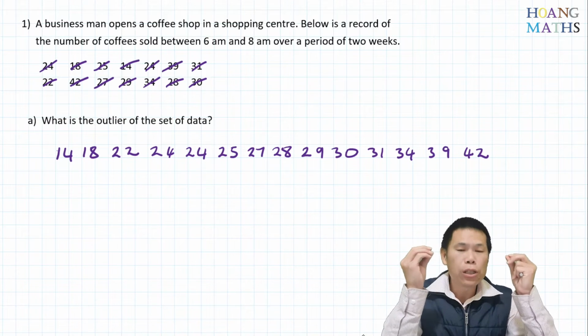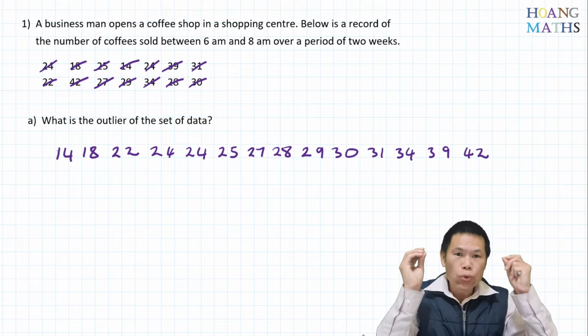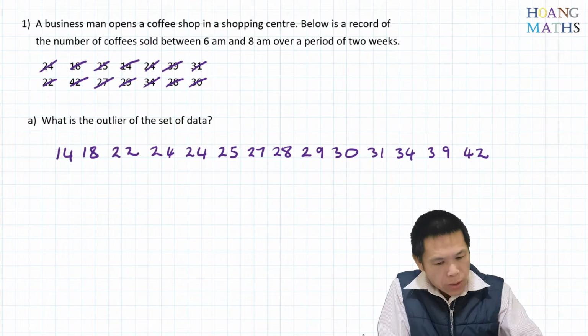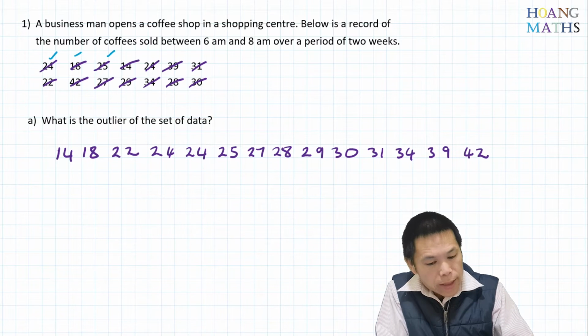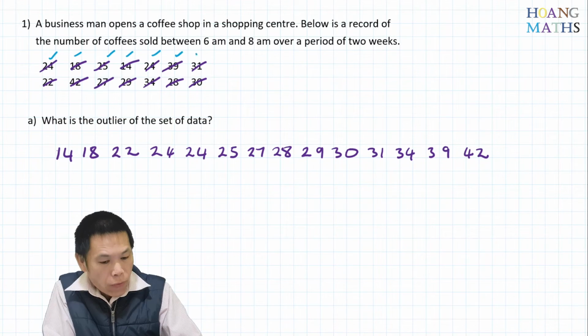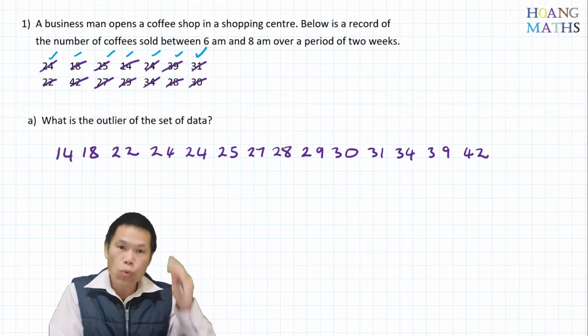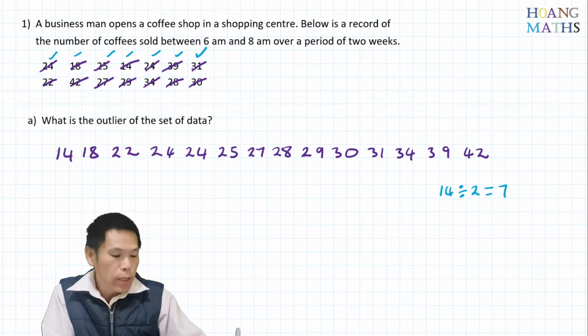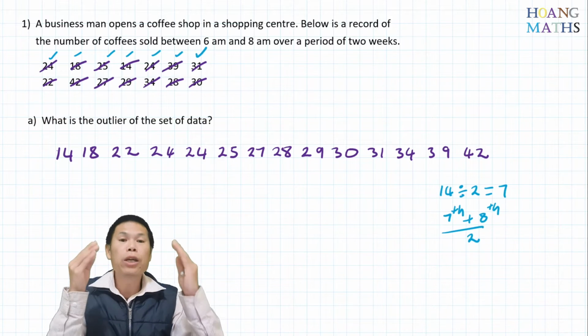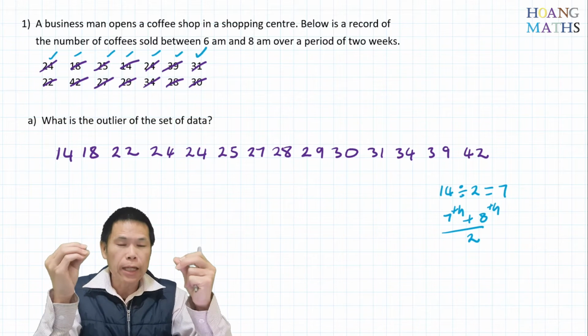So now we just need to work out Q1, Q2, and Q3. First of all, we know that there are 2, 4, 6, 8, 10, 12, 14. So 14 scores. To work out the median, we need to go 14 divided by 2. So that is 7. So therefore, we need to take the 7th score plus the 8th score and then divide by 2. That will give me the median.